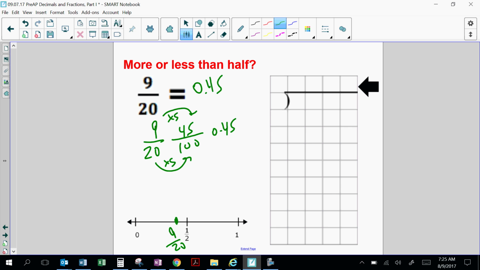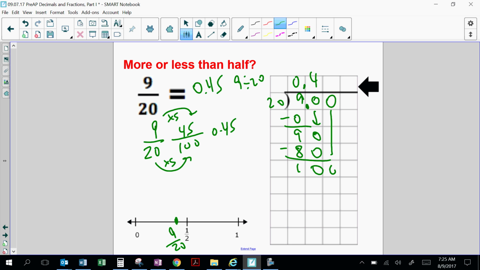Some people prefer, however, to divide. 9 divided by 20. Can 20 go in 9? 0 times. Our remainder is 9. How can I get rid of this remainder? I annex a decimal and a 0. So bring it down. How many groups of 20 go into 90? 4 groups: 20, 40, 60, 80. I have 10 left over. Annex another 0. Can 20 go into 100? 5 groups. And that's where I get my 45 hundredths.